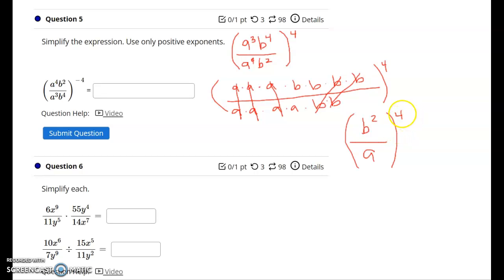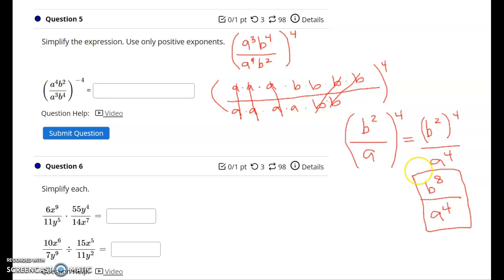So now let's deal with the 4 exponent. What that's going to do is it's got to go to everything in the parentheses. So we'll have b squared to the fourth over a to the fourth. So b squared to the fourth, we have 2 raised to the 4 is going to be 8. So we get b to the 8th over a to the fourth. And that's going to be our final answer.